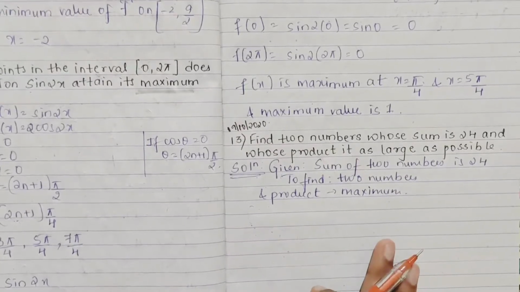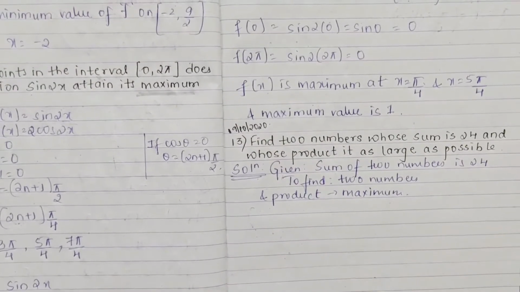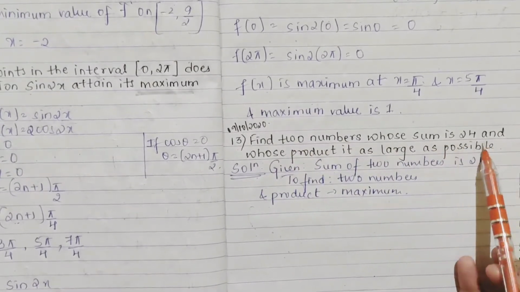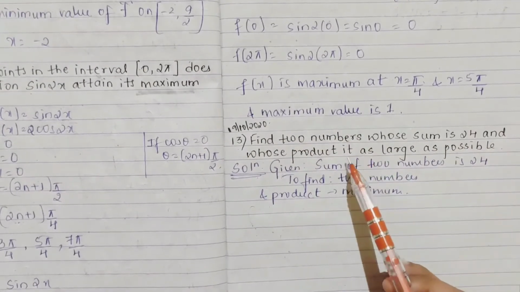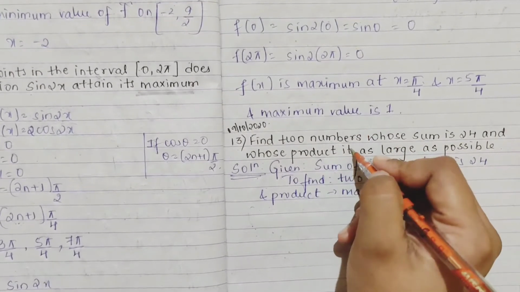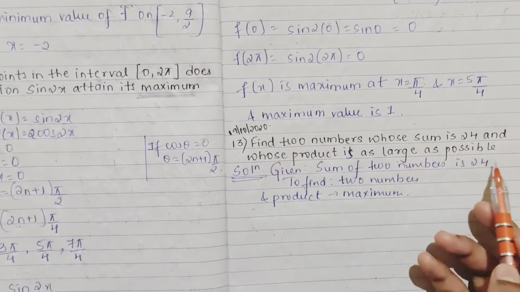I hope this much is clear for you, how you have to do it. Now we have taken the 13th question. Find two numbers whose sum is 24 and whose product is as large as possible.